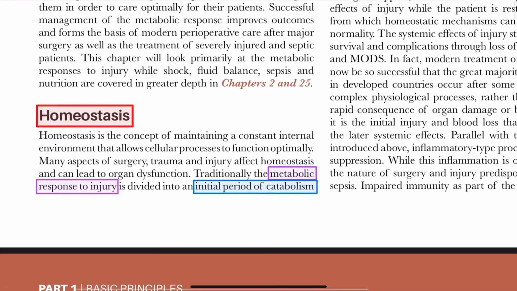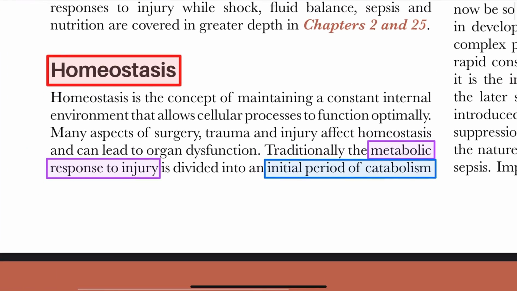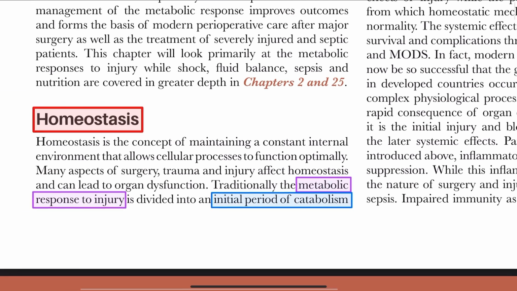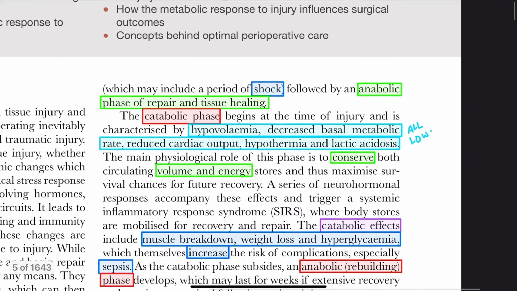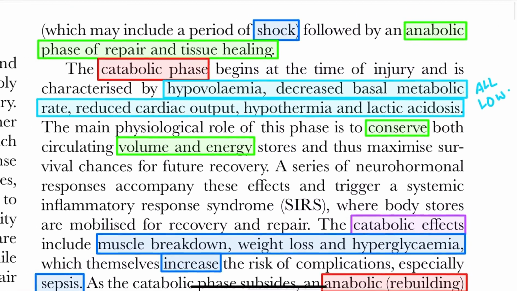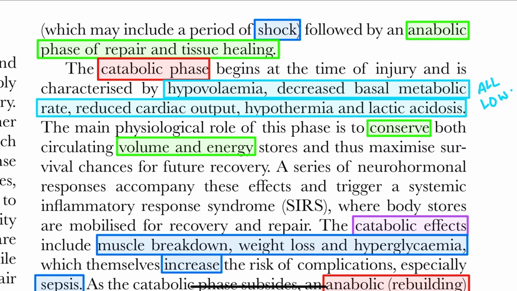So the first topic is homeostasis. The metabolic response to injury is divided into two parts. The first part is catabolism and the next part is anabolism. The initial part is catabolism, and the catabolic phase includes shock, followed by the anabolic phase, which includes repair and tissue healing.